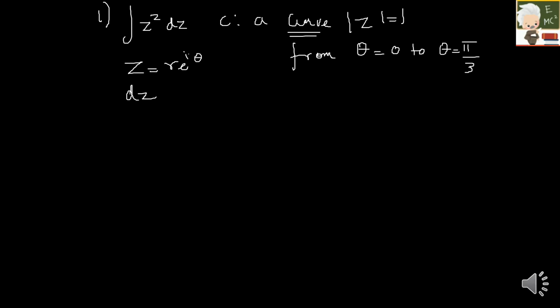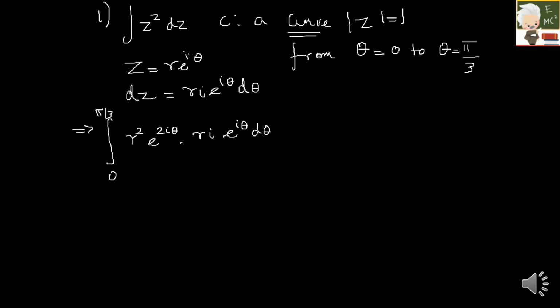And then if I differentiate, dz is nothing but r i e raised to i theta into d theta. So I'm going to just substitute all these, okay? So it will be integral, limits are from 0 to pi by 3, z square is r square e raised to 2i theta and dz is nothing but r i e raised to i theta into d theta. So here I'll take i outside the integral. So i into integral 0 to pi by 3 r cube e raised to 3i theta into d theta.